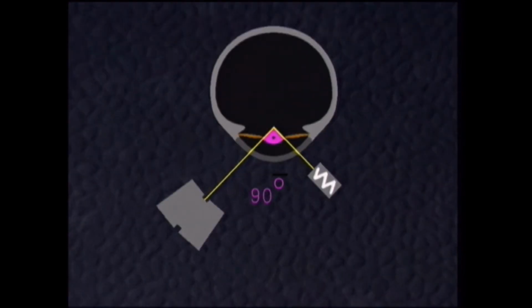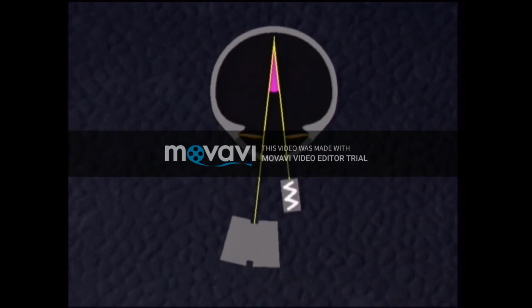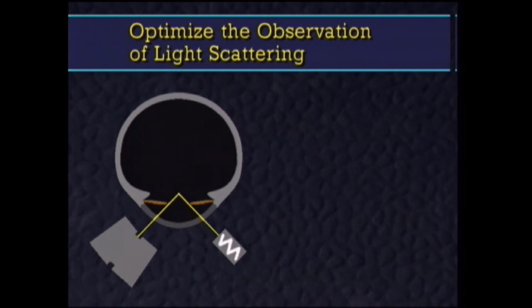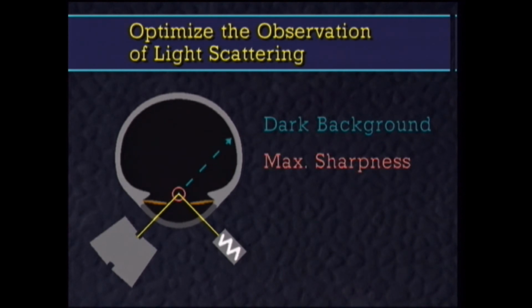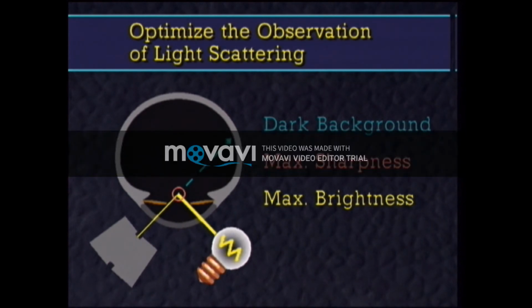The best technique for generating light scattering is an illumination angle of 90 degrees, but this is only obtainable in the anterior segment. The more posteriorly the examination proceeds, the more restricted the choice of a large illumination angle becomes, and the conditions for examination with scattered light deteriorate. How can we optimize our observation of light scattering? This can be done by choosing a dark background, maximizing the sharpness of the margins of the light beam, and maximizing the brightness of the light beam.